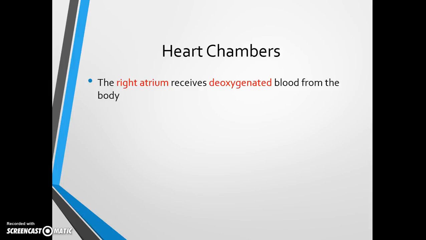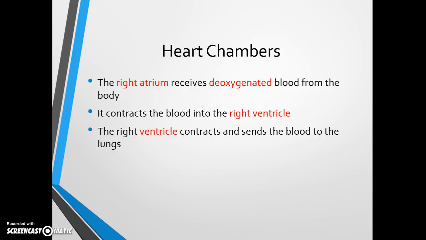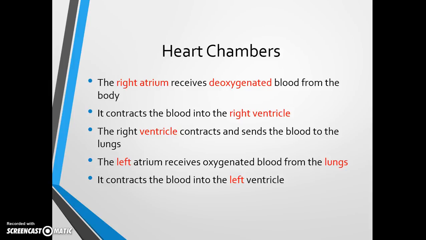So the first sentence is, the right atrium receives deoxygenated blood from the body. It contracts the blood into the right ventricle. The right ventricle contracts and sends the blood to the lungs. The left atrium receives oxygenated blood from the lungs, contracts into the left ventricle. The left ventricle then contracts and sends the blood to the body. So that's just what we talked about in the previous slide.